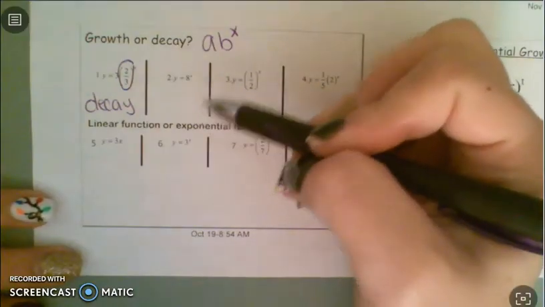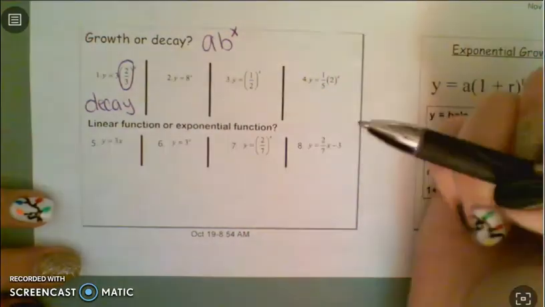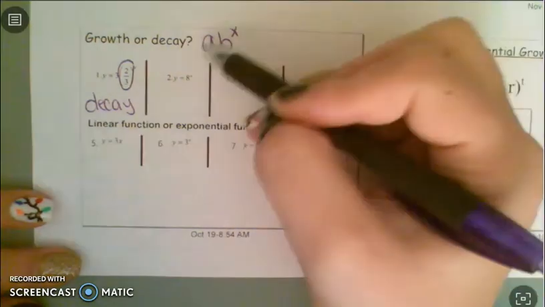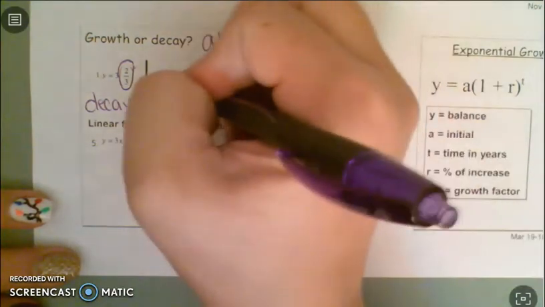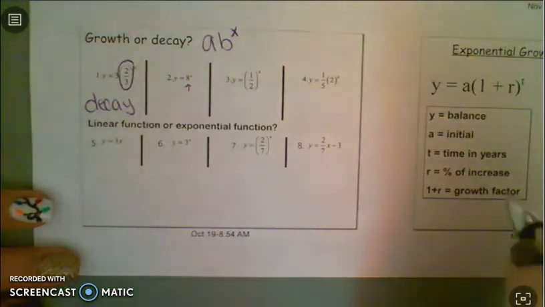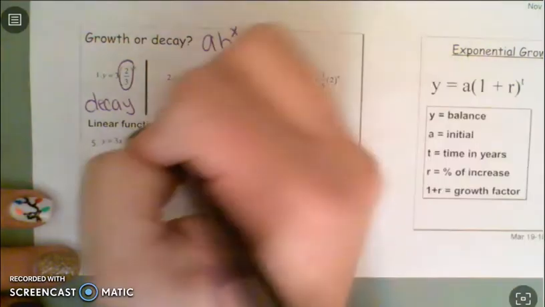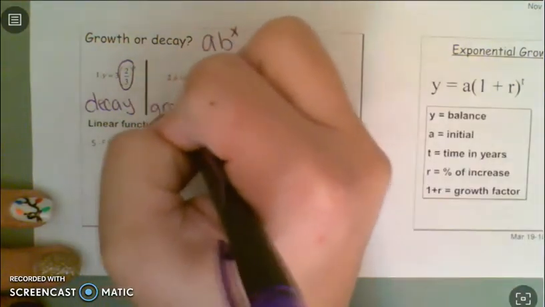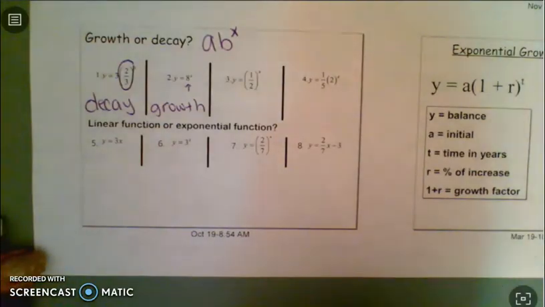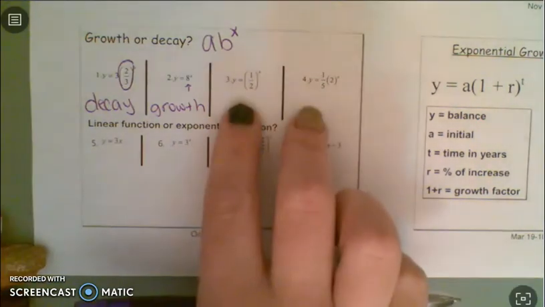Okay, on the next one, it's 8 to the x. There's no a, but that's okay. We only care about the 8. So 8 is a big number. It's greater than 1, so it is growth. Go ahead and pause this video and you guys try 3 and 4.